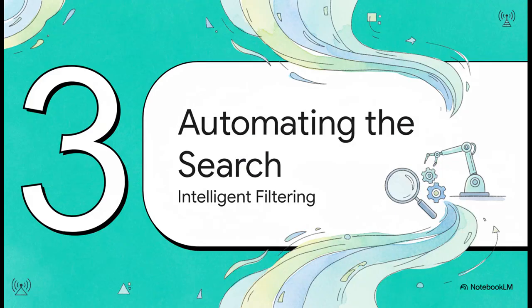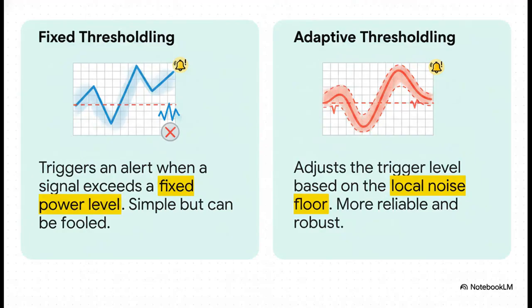Okay, so manually staring at a waterfall display is a great way to start, but let's be honest, it's not always efficient, especially when you're dealing with tons of data. So in this next section, we'll see how we can automate the whole process and let the machine do some of the heavy lifting. The simplest way to automate is with something called basic thresholding. You just set a fixed power level and say, hey computer, let me know if anything gets louder than this. It's simple for sure, but it can get fooled really easily by changing conditions.